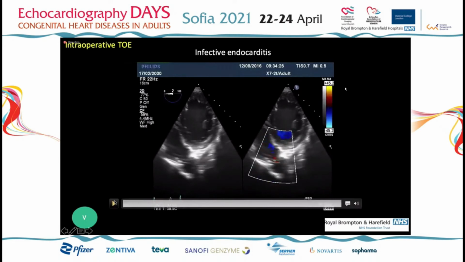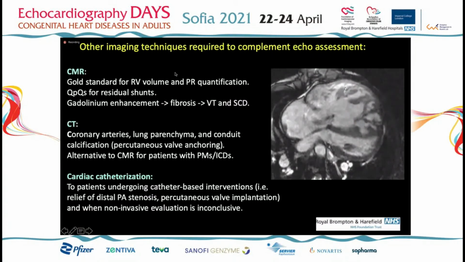And this is another example of a patient who had a previous conduit at the pulmonary valve, and you can see a flickering structure here coming in and out that is attached to one of the pulmonary valve leaflets causing regurgitation, and this patient had infective endocarditis over a previous conduit.